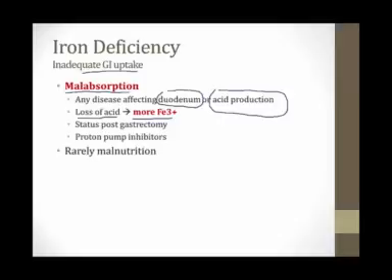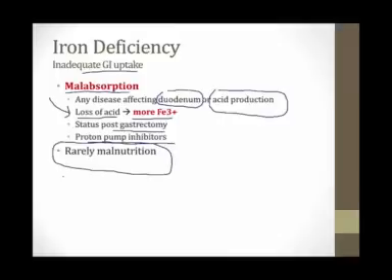So for example, patients who are status post gastrectomy for any reason can have underproduction of acid. In addition, patients on prolonged proton pump inhibitor therapy can potentially develop an iron deficiency anemia, and the mechanism of that would be loss of acid production. And then finally, in rare circumstances, malnutrition and underconsumption of iron can lead to an iron deficiency anemia.